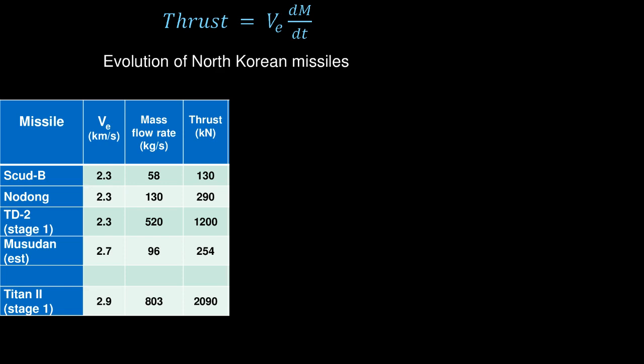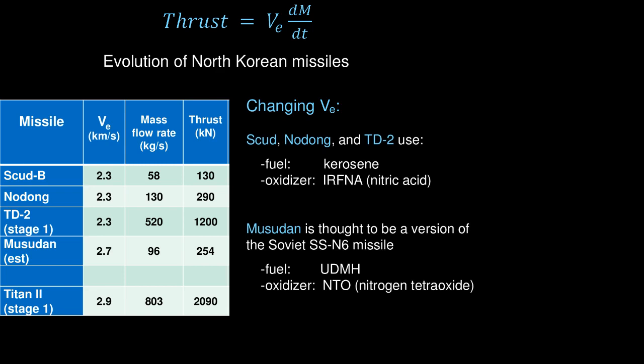By the time you get to the Musadon, North Korea has changed the propellant. So by the Musadon, if it is what we think it is, and we think it's a version of the Soviet submarine launch missile, then they've gone to a more capable propellant, so a different fuel and oxidizer. And what that's done is it's increased the exhaust velocity. So those are the kinds of things that North Korea has done to try and increase that factor.